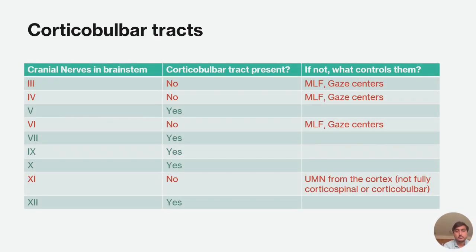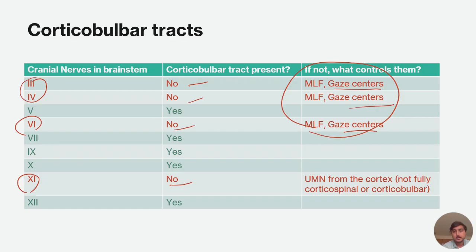So like I mentioned before, the third, fourth, sixth, and 11th cranial nerves in the brainstem do not have corticobulbar supply because they are controlled by some other structures. Like 3, 4, and 6, they are controlled by the medial longitudinal fasciculus and the gaze centers. We'll discuss about these in the upcoming videos. And the 11th cranial nerve is supplied by an upper motor neuron from the cortex, which is not fully a corticospinal tract or a corticobulbar tract. So this is like a hybrid. So we have the corticobulbar supply to cranial nerves number 5, 7, 9, 10, and 12. These 5 nerves.